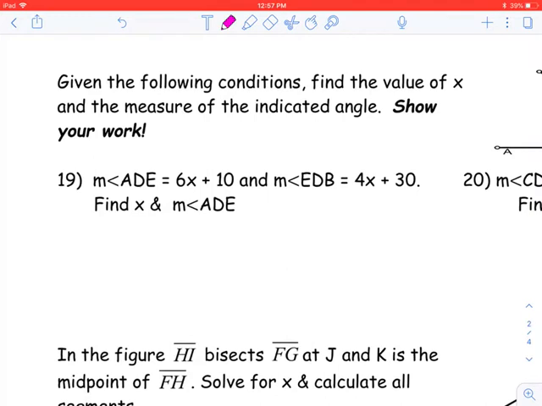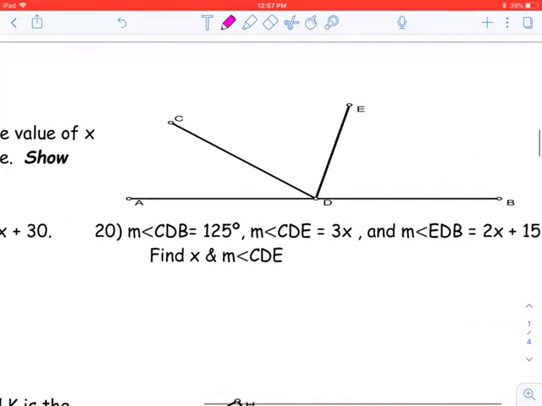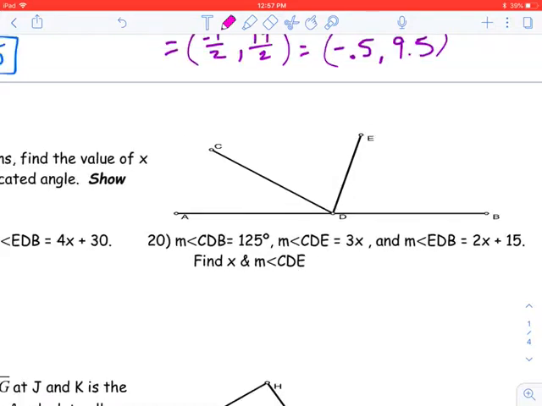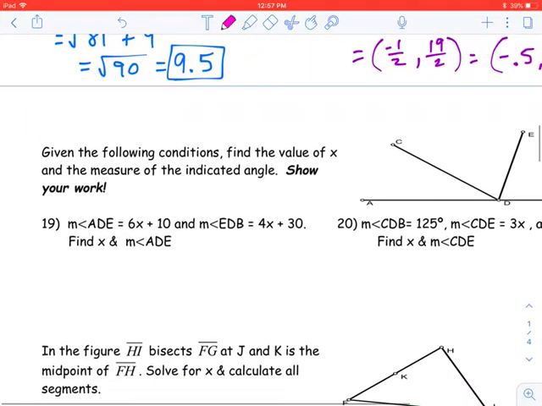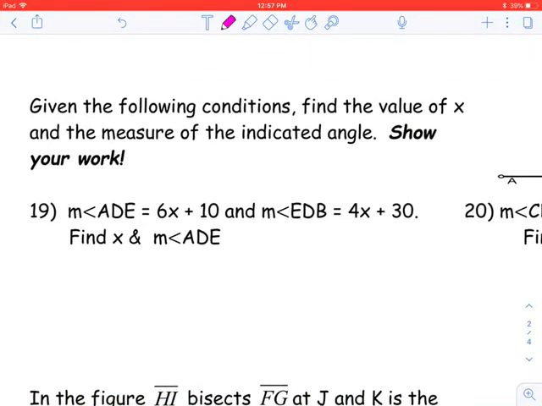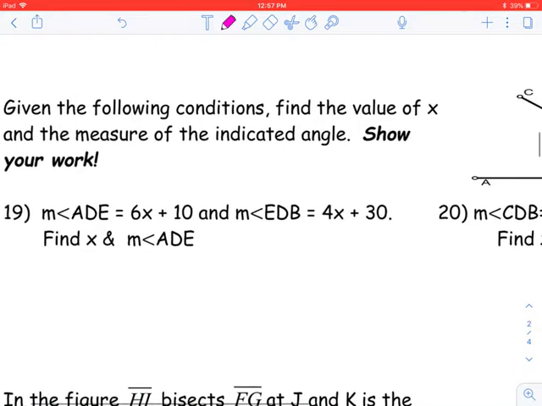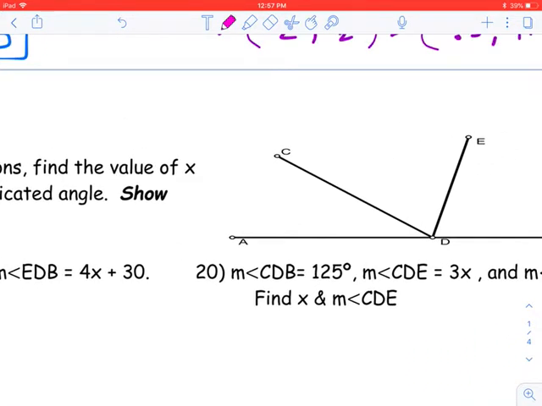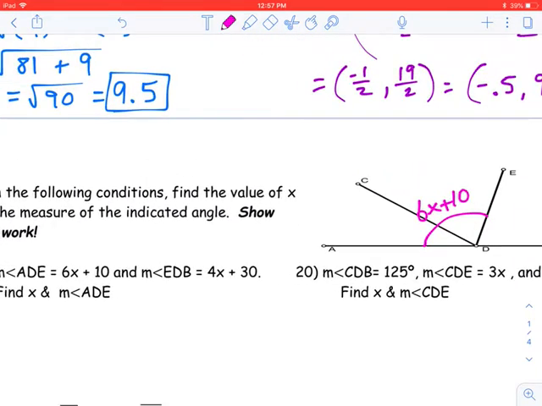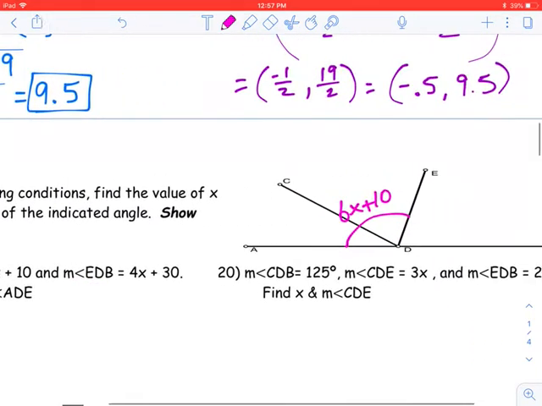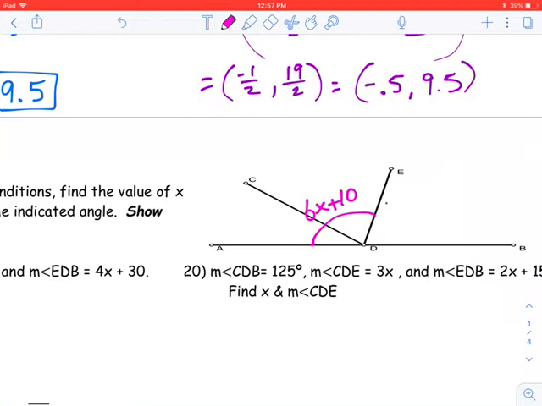So to start out, we're looking at this picture here. A few angles there to deal with, and we might just want to label our picture. So in this case, we have angle ADE. Look at our picture. ADE is this angle here. That's 6x plus 10. And it also says EDB is 4x plus 30. So EDB is right here, 4x plus 30.